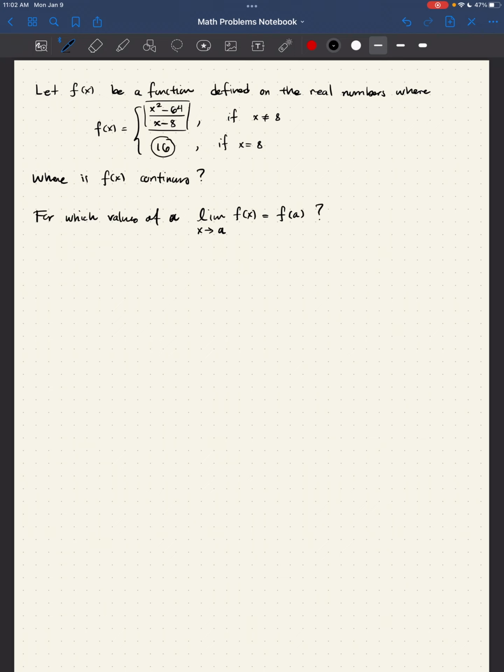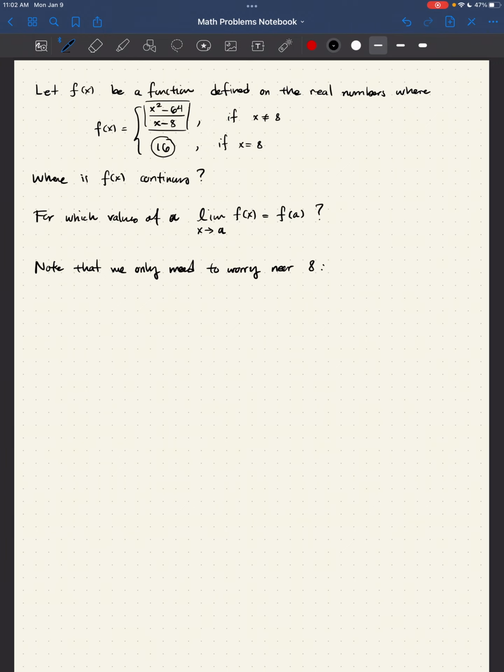Now, if we examine the function carefully, the only place that we have to be careful is exactly at 8. That is the only possibility for which this function may not be continuous. So let's examine that. Note that we only need to worry near 8.